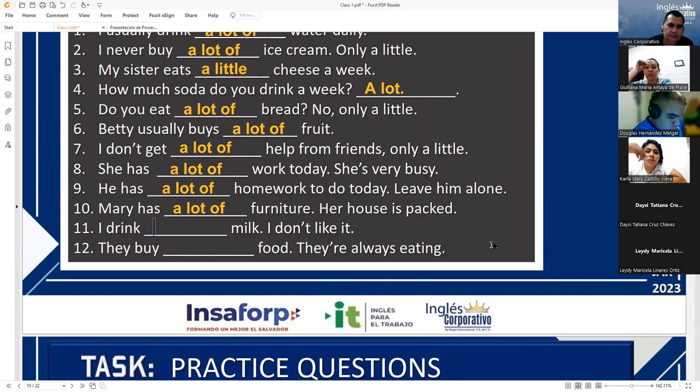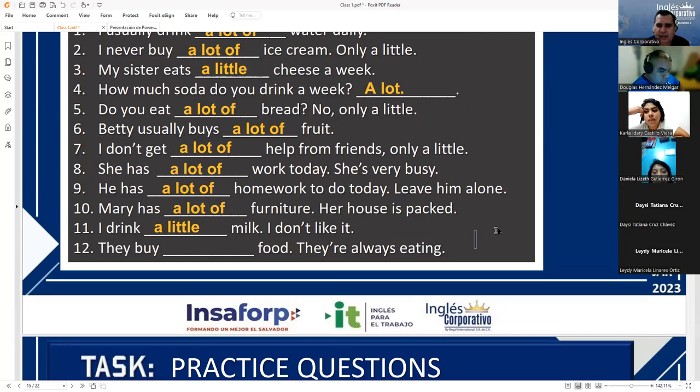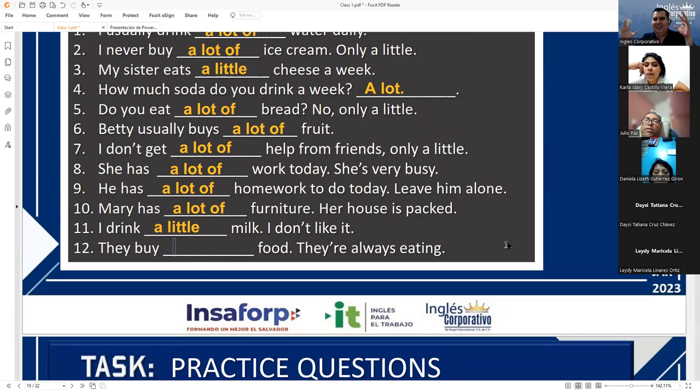I drink a little milk. I drink a little milk. I don't like it. 12. They buy a lot of food. They are always eating. Always eating. Yes. Excellent.